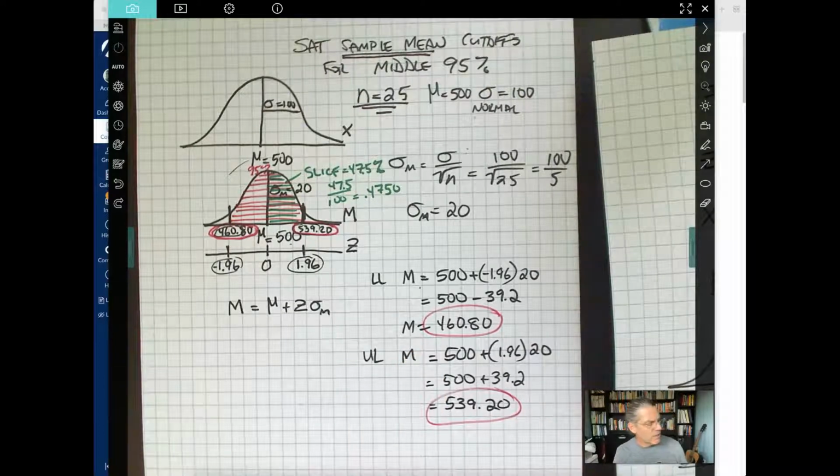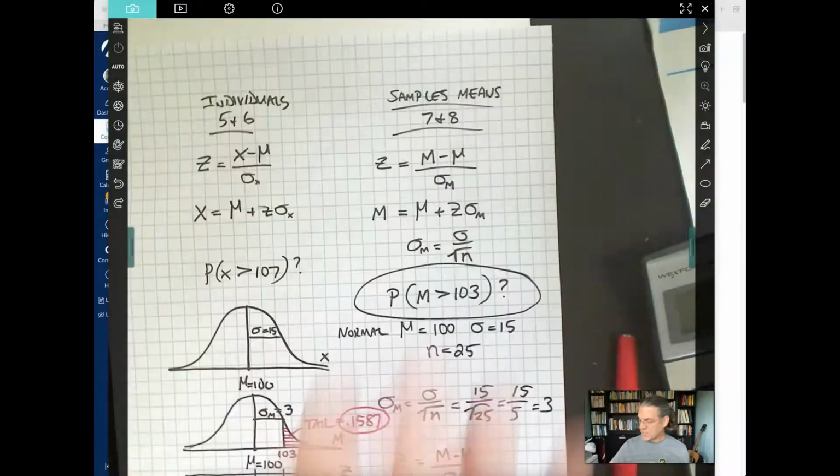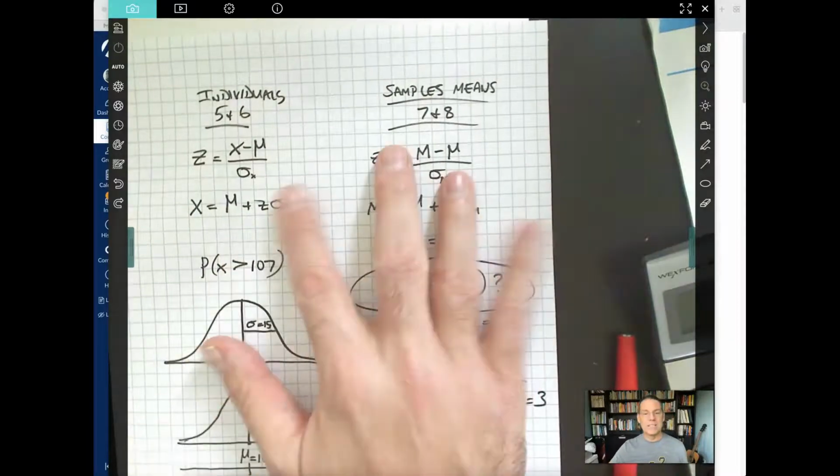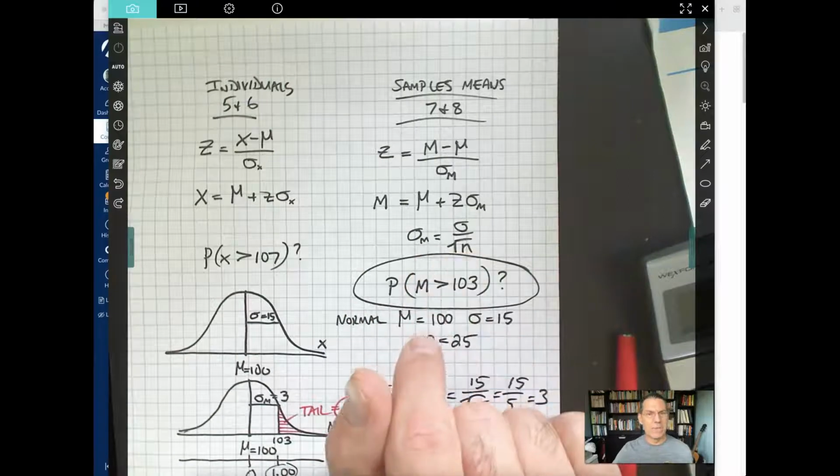Somebody also said it's like learning a new language, especially going from chapter 5 to chapter 6. There is a lot of overlap, and they're very similar, but then you do have this standard error thing, and that is a weird language thing.